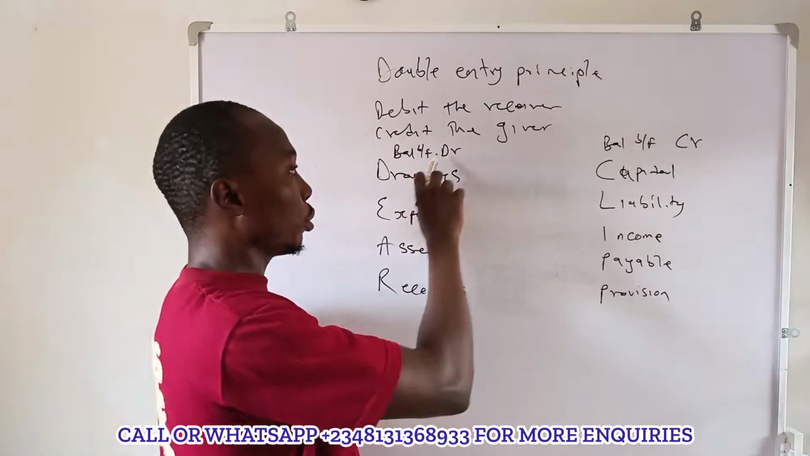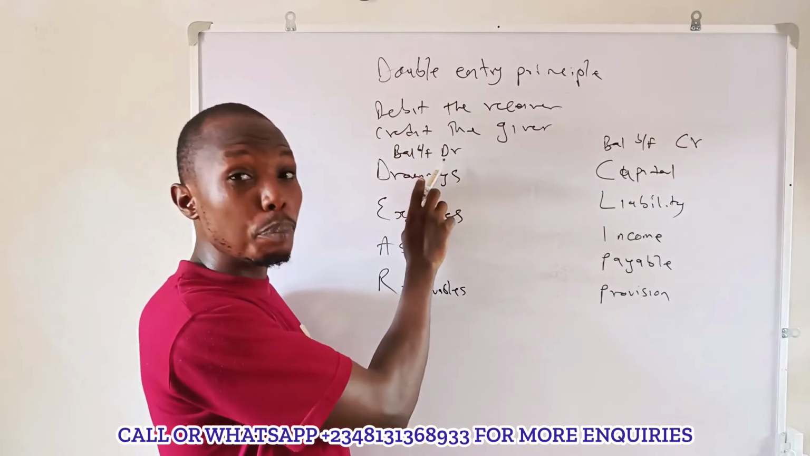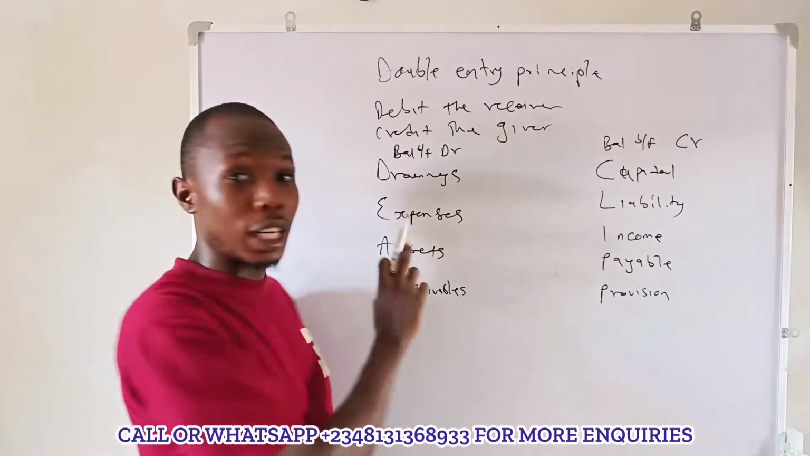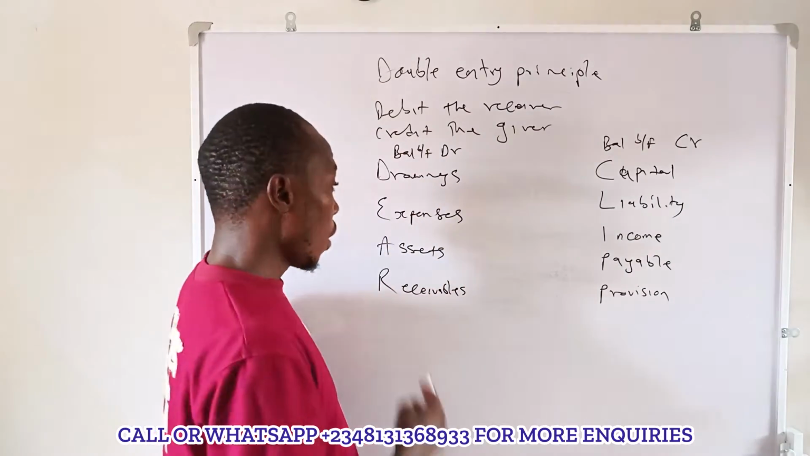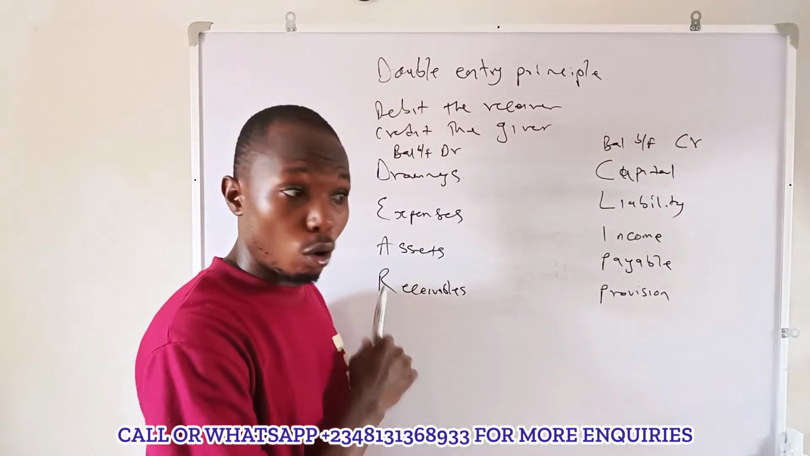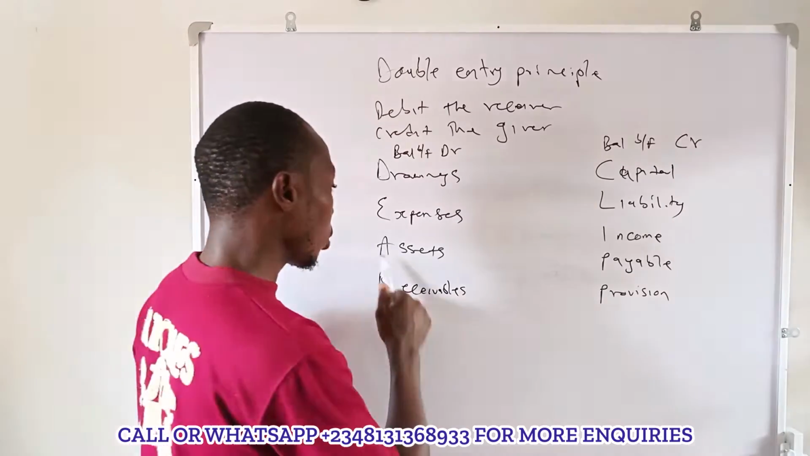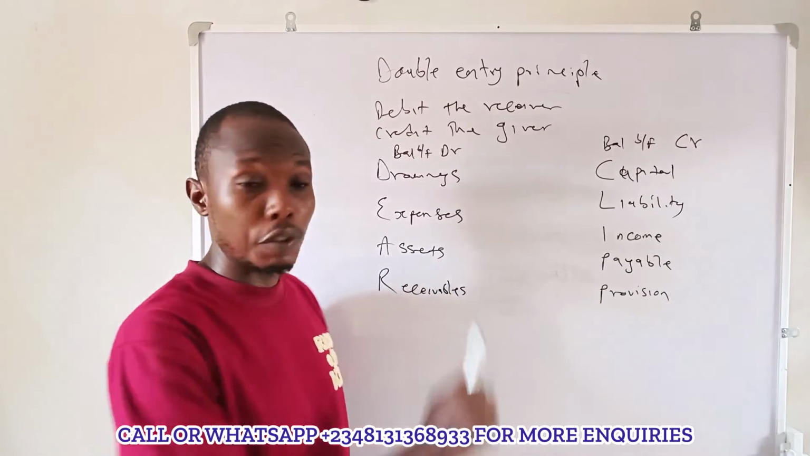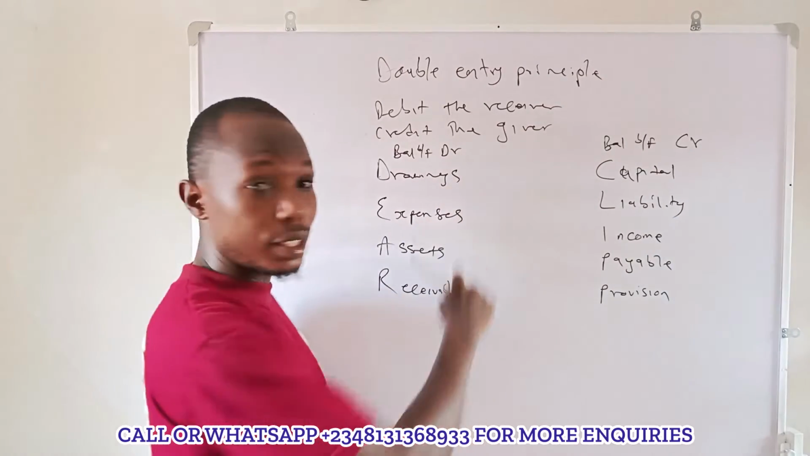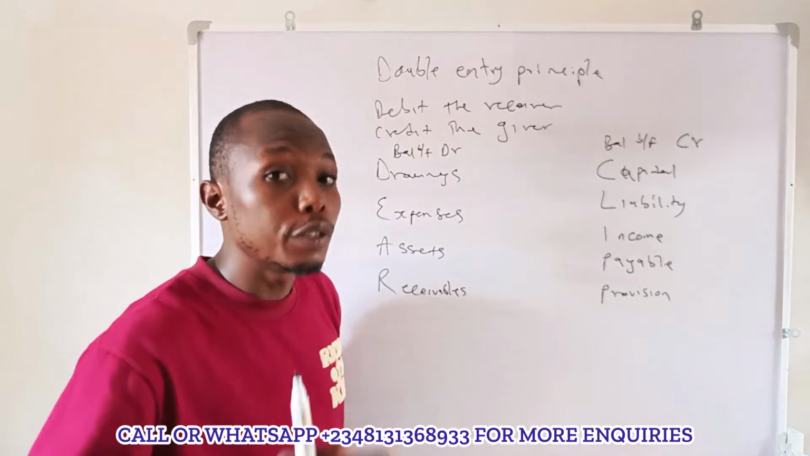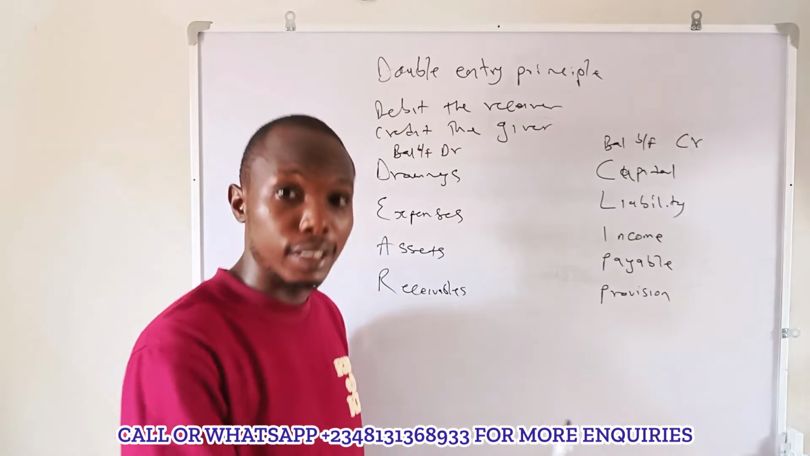But if you post to the credit side of a debit balance brought forward account, like drawings, any expenses you can think about, be it operational expenses or direct costs, or assets or receivables, posting to the credit side of these accounts is unfavorable. It means it is reducing it.